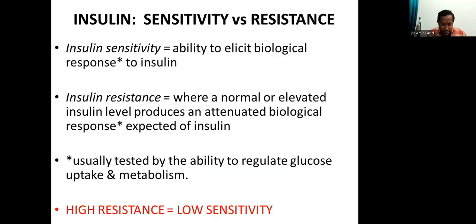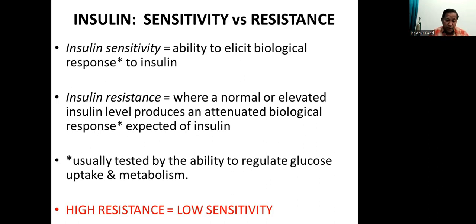Okay, so now let's talk about insulin sensitivity and insulin resistance. What do we mean by insulin sensitivity? This refers to the ability to elicit biological response to insulin, right? So meaning if the cell is sensitive to insulin, then it is able to have the biological responses to the instructions of insulin. And what do we mean by insulin resistance? This is where a normal or elevated insulin level produces a reduced or attenuated biological response, right, instead of the normal healthy response.